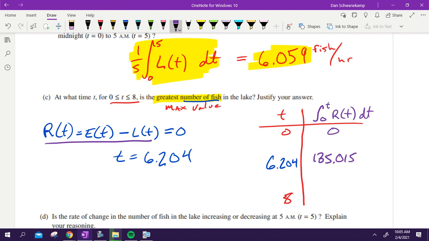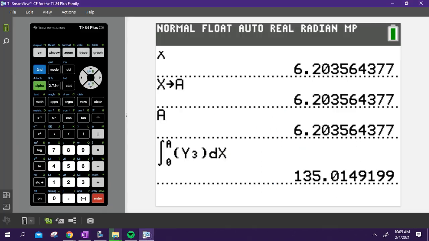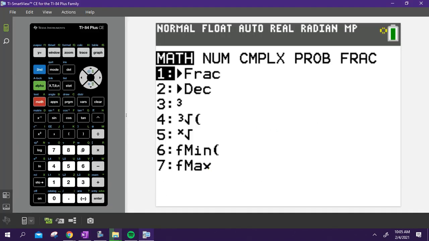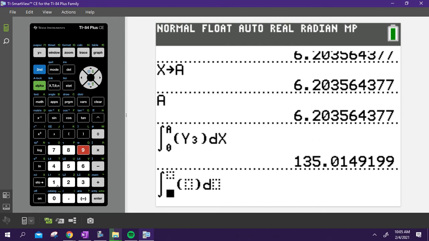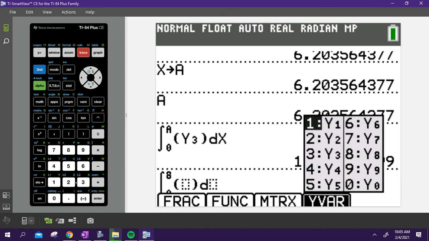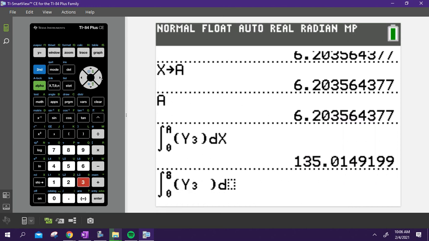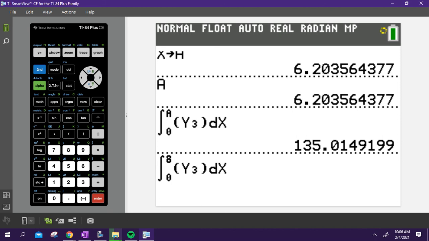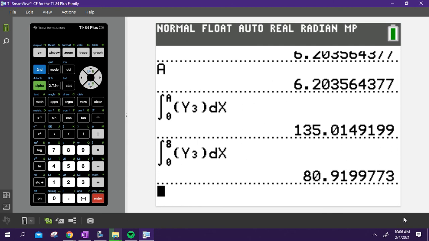Now I'm going to do the same thing at 8 because I want to know when it's the greatest. So I'm going to go math 9. This time I'm integrating from 0 until 8. Alpha F4, Y3, dx, hit enter. At 8, I've got 80.920.